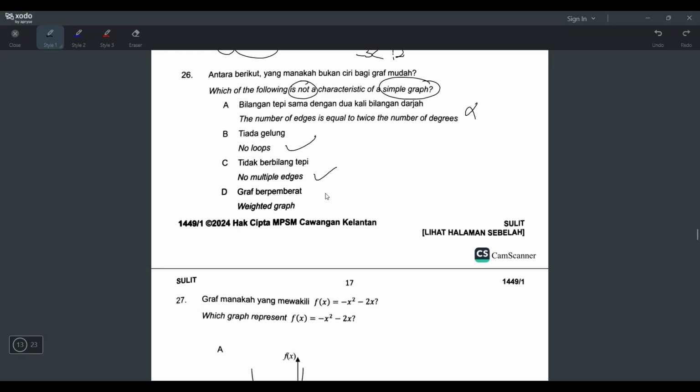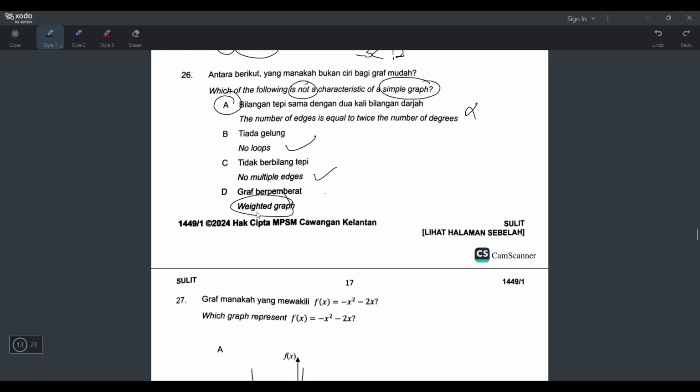Weighted graph, not necessarily. It can be weighted, it can be not weighted, right? So what they ask now is which is not a characteristic of a simple graph. Actually, A is not a characteristic. B is also not a characteristic. So we have two answers here, right? But if you ask me, I will bullet A. You know why? Because A is definitely the wrong one. It should be the other way: the number of degrees should be twice the number of edges, right?